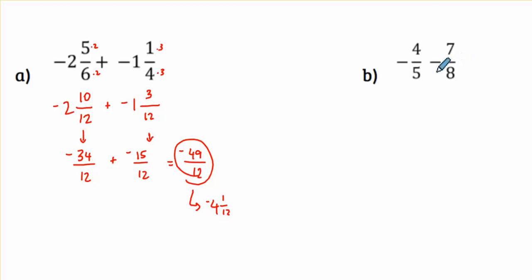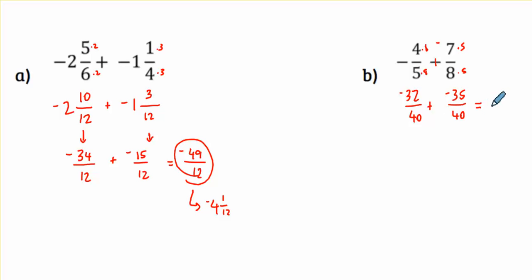Okay, for B, I want to go ahead and leave, change, opposite, and we need a common denominator. In this case, it's going to be 40. So in the first one, we're multiplying by 8. -4 times 8 is -32. And the second one, we're multiplying by 5. And -7 times 5 is -35.